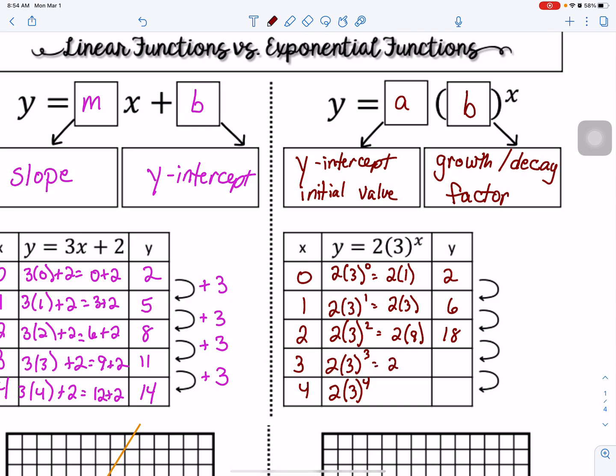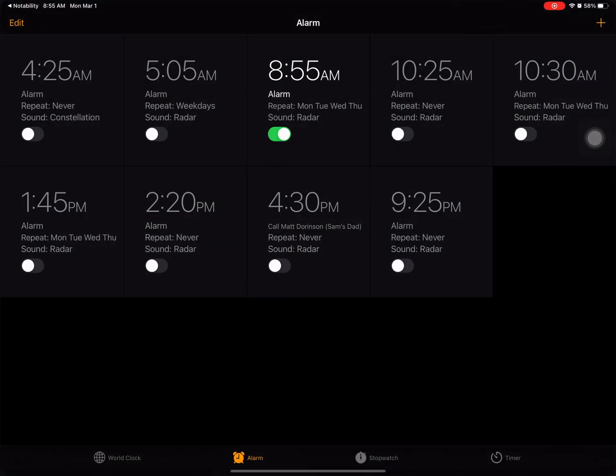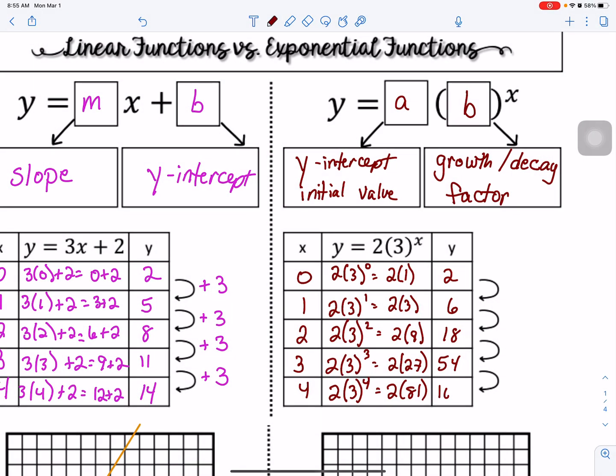3 to the third is 27. So when I double that, I get 54. And then 3 to the fourth, I'm going to just use my calculator off to the side. I get 81. So 2 times 81 is 162. So one thing I can tell is I'm clearly not just adding or subtracting each time. I'm getting a much bigger jump than that. So remember, this is where I can take 6 divided by 2, and that equals 3.